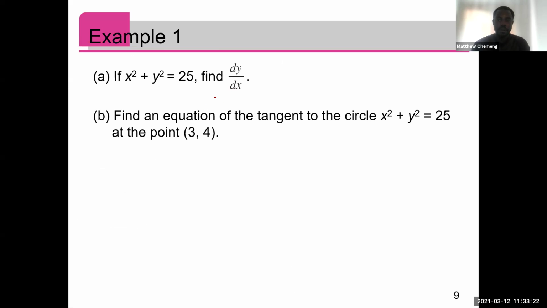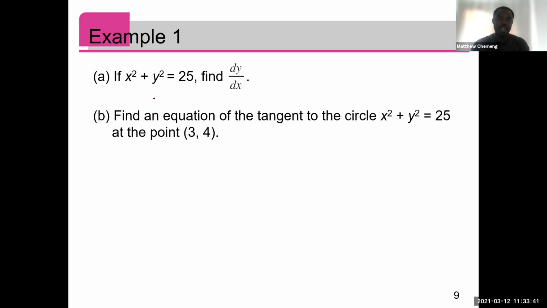I'm sharing the PowerPoint now. Now, the second part says, find an equation of the tangent to the circle x squared plus y squared equal to 25 at the point 3, 4. Now, I'll show you, the slide has the 2 ways of solving this.